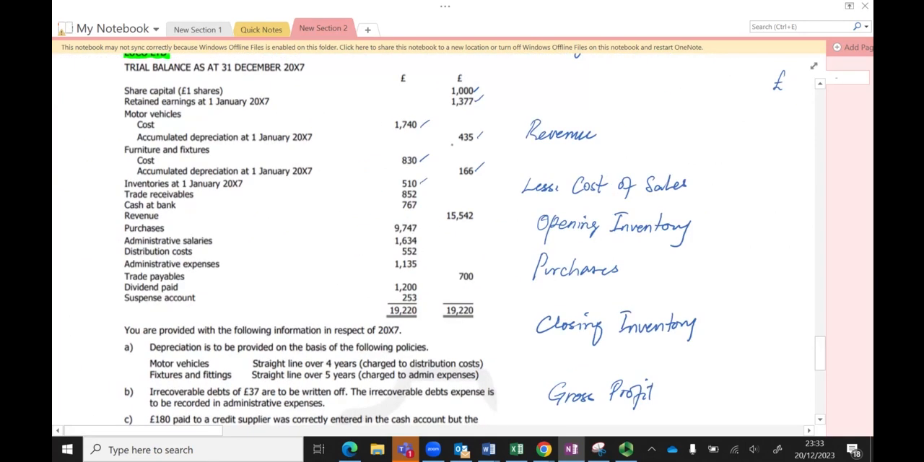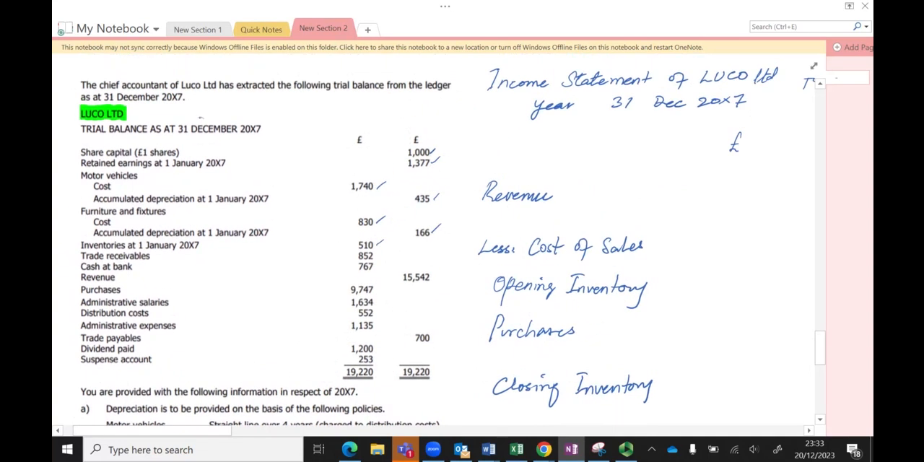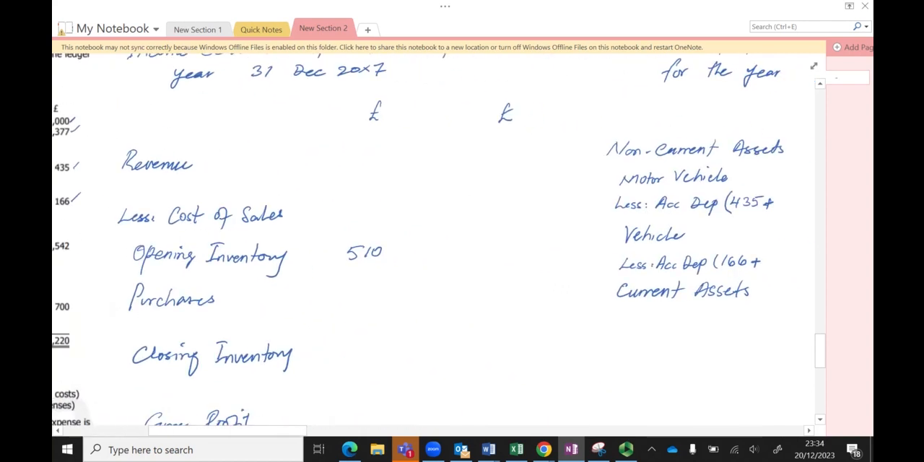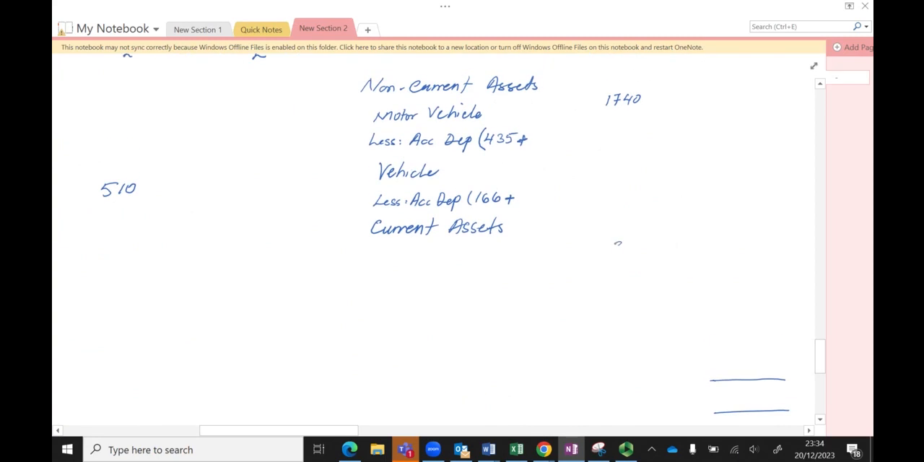Next is intangible assets 510. This is an opening balance of intangible asset. Remember that this trial balance is for 31st of December 2007. So the inventory for 1st of January will be the opening inventory, and that is 510. Trade receivables 852.